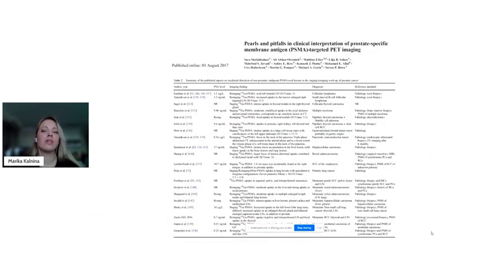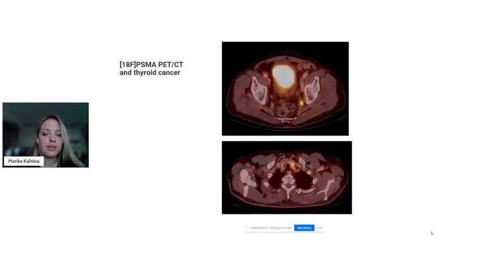But also, despite the beautiful name, prostate specific, as I already mentioned, we can see a lot of pitfalls in PSMA PET. We can see other tumors. We can see lymphomas and myelomas and thyroid cancer and rectal cancer and lung cancer. And so it's actually not so specific as it states. And there are some interesting cases from our center.